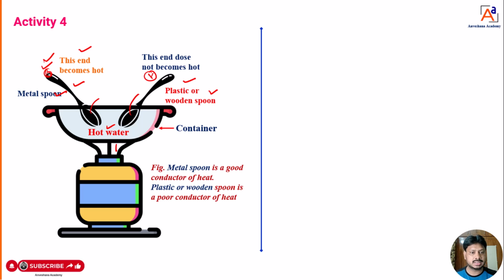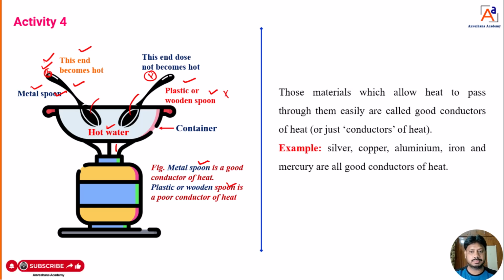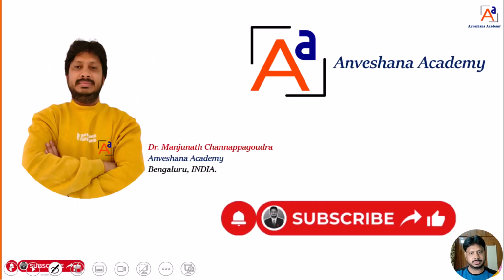What we can say, dear students, is that metal spoons are good thermal conductors, and plastics, woods or non-metals are bad thermal conductors. Here the metal spoon is a good conductor and plastic or wooden is a poor conductor of heat. Hence we can't feel heat in the wooden or plastic spoon, dear students. These are some day-to-day activities related to conduction heat transfer, which I have taken to help understand conduction heat transfer.